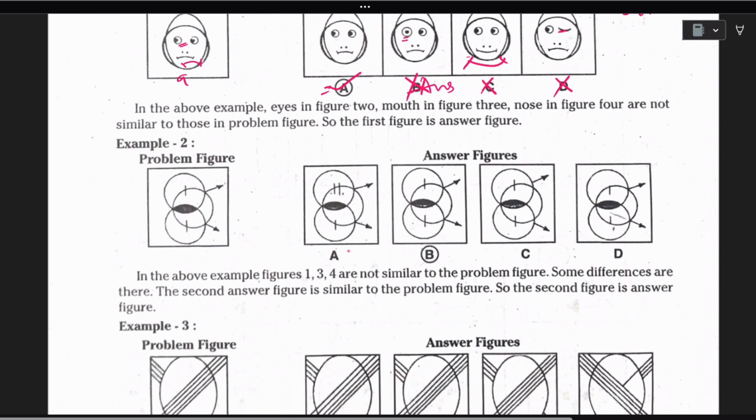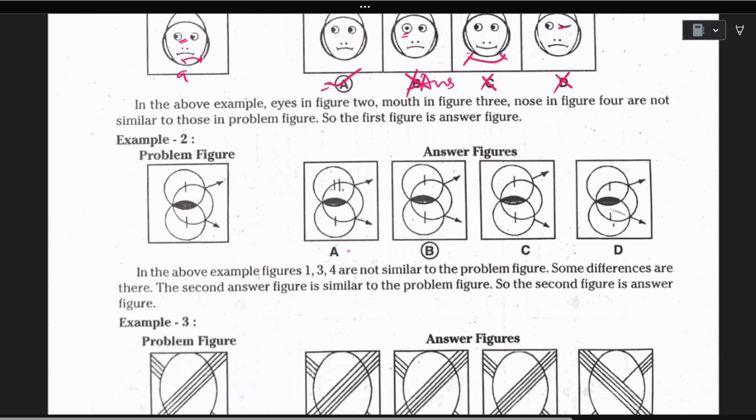And the next one, here we are having 3 circles. See if we are able to eliminate any one of them. Yes, can we eliminate A? See here it is one line and here also it is one line. But in A there are 2 lines, right? So we will be eliminating A. And then look at C. Can we eliminate this or not?